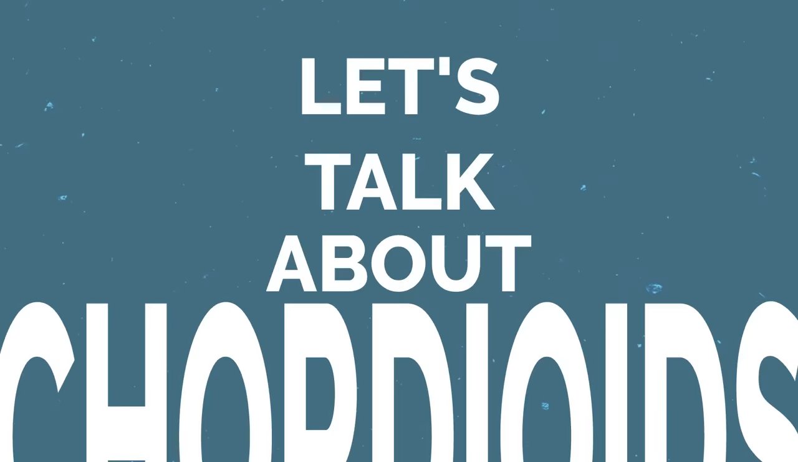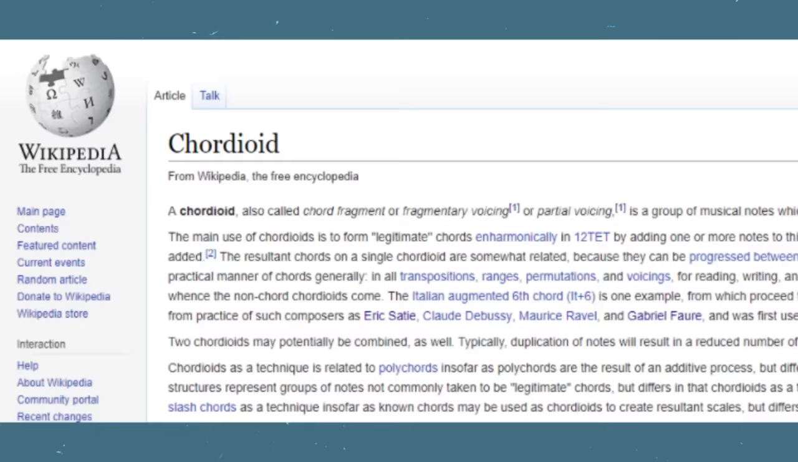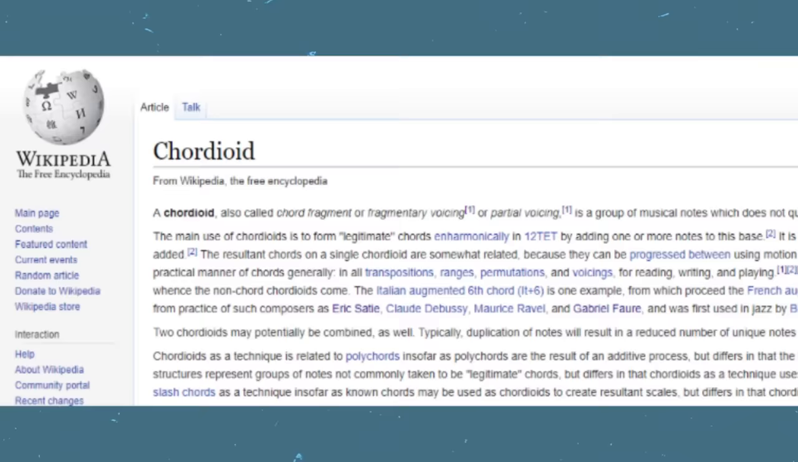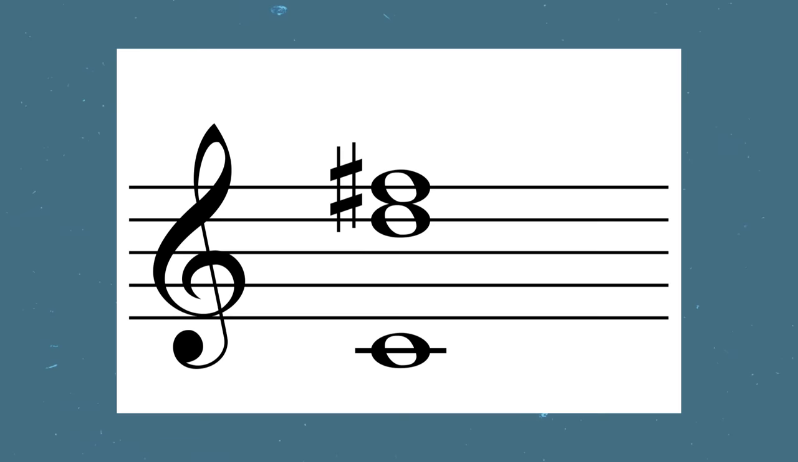Let's talk about chordioids. Let's talk about chordioids! A chordioid, according to Wikipedia's definition, is a group of notes that doesn't fall into a traditional chord qualification. This definition is so broad as to be basically meaningless, and I want to use the term a little bit differently here. In typical chord theory, your base chord has a root, third, fifth, and seventh, with additional extensions sprinkled on top as needed. By letting go of some of these necessary notes, you can build really colorful three-note chords that are annoyingly hard to label.